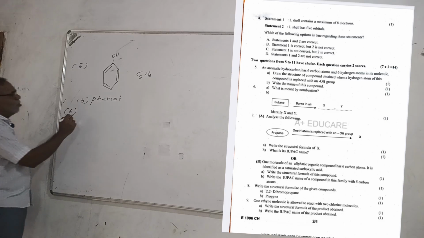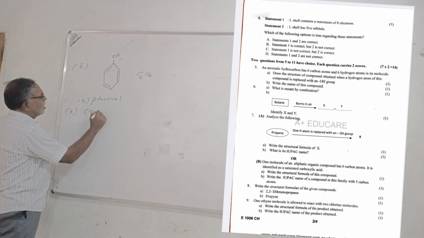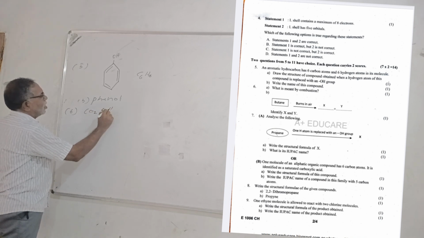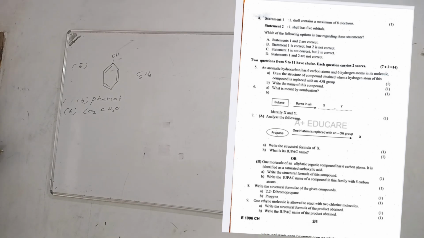So the products obtained when a hydrocarbon burns are carbon dioxide and water. These are the products, carbon dioxide and water. So what is the meaning of combustion? Combustion means burning of a hydrocarbon in air and reacting with oxygen to form carbon dioxide and water.